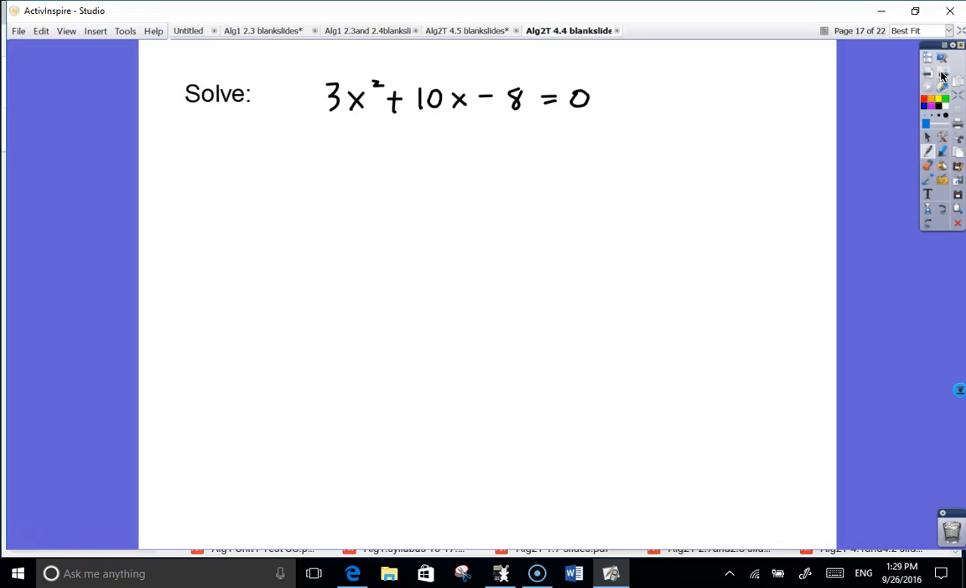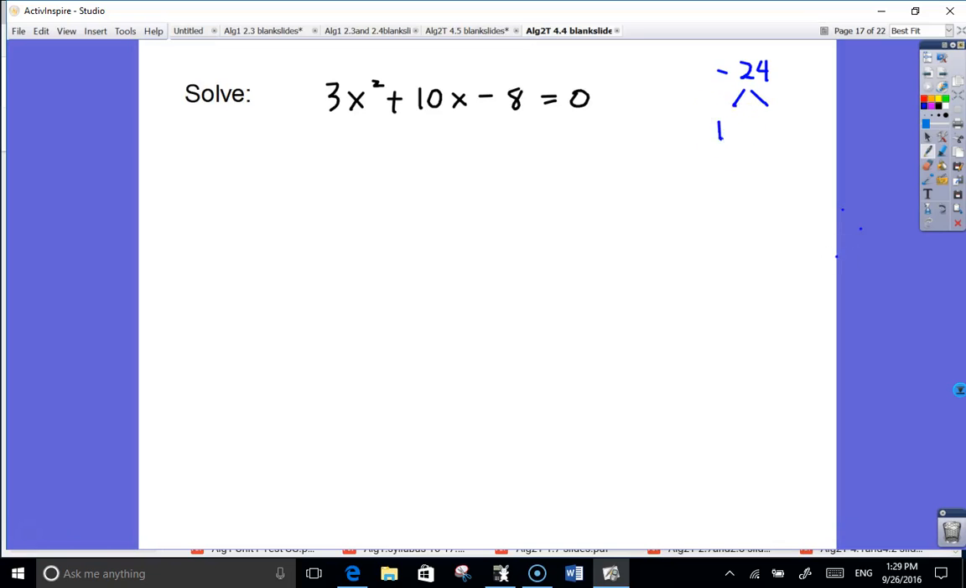So solve by factoring. Remember that in order to do this, we have to start with standard form equals 0, so that we end up using the zero product property. If this is factorable, then I have to multiply a times c. That's negative 24. Are there factors of negative 24 that add up to 10? Remember, one's got to be positive, one's got to be negative. Try that. How about positive 12 and negative 2?